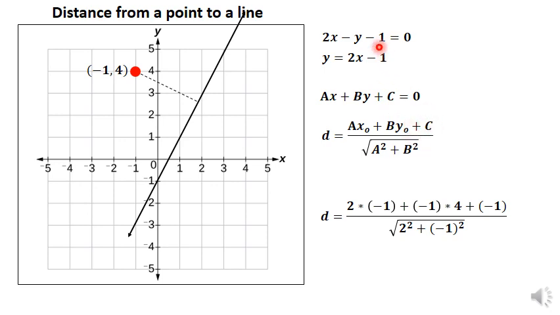Our c here is negative 1, so we have here negative 1. Our xo, yo is negative 1 and 4, so we have negative 1, and we have here 4. Our a and b, which are the coefficients of the x and the y, are 2 and negative 1. So we can determine the distance to be equal to this value.